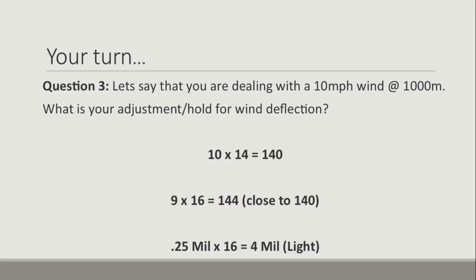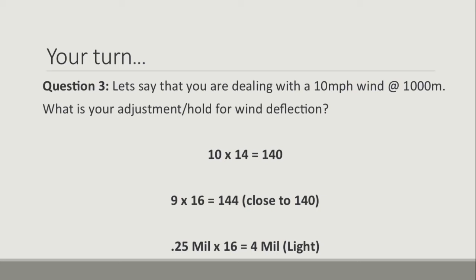So we've got a 10 mile an hour wind multiplied by our constant, which at 1,000 meters is 14, which gives us an answer of 140. So 9 multiplied by 16 equals 144, which is pretty close. So 16 becomes our magic number. So 0.25 of a mil multiplied by 16 gives us an answer of 4. But because 144 is a little bit more than 140, you're on the lighter side of 4 mils, so maybe 3.9 or whatever.